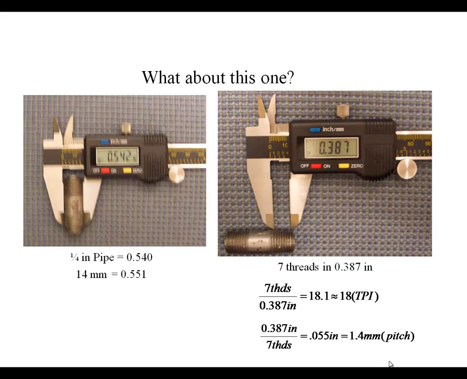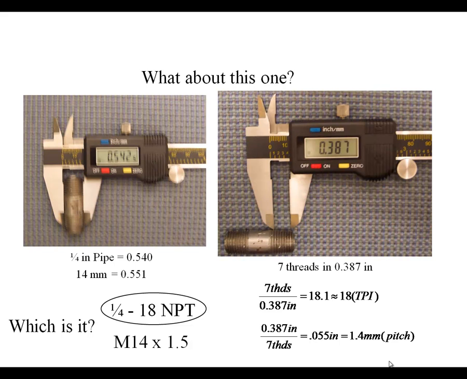So if I look at a 1/4 inch pipe, which is 1/4 inch 18, that's pretty close to what I've measured. A typical 14 millimeter is by 1.5 pitch, and that's not very close. I measured 1.4 millimeter pitch. So that confirms to me that this is a 1/4 18 NPT thread. And of course it also is confirmed by the fact that that's a piece of pipe.